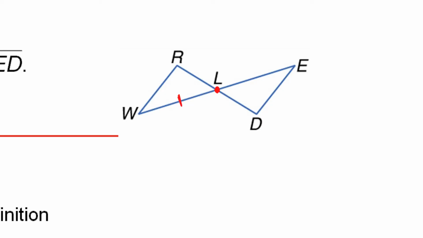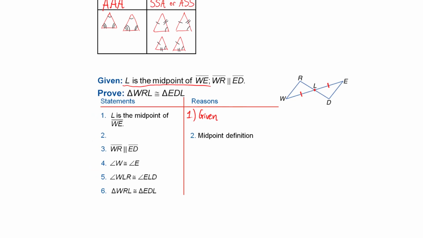So I know that this is congruent to this. Those two are congruent to each other. Because that's what a midpoint is. That's what a midpoint does. Cuts a segment in half, making two congruent pieces. So what I'm going to do now is write in letters right here what I marked over here on this figure. Okay, good. So WL is congruent to EL. And that's true because that's just what a midpoint does. That's the definition of a midpoint.